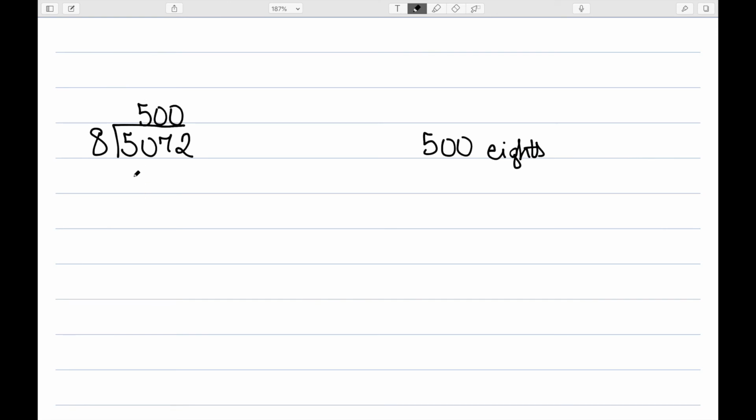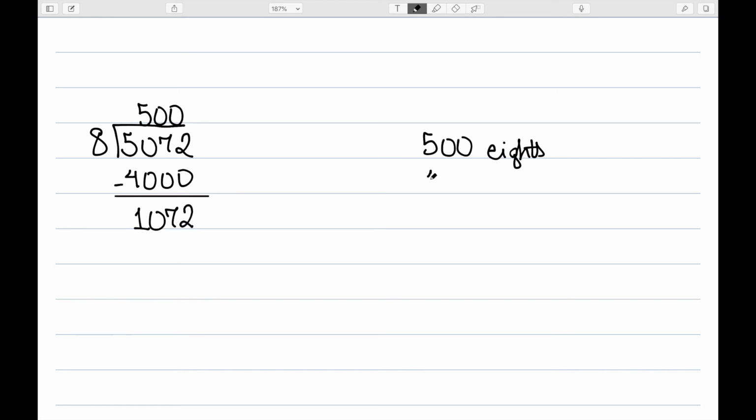One of the nice things about the scaffold method is its flexibility. So for instance, let's do another problem. 5072 divided by 8. We want to start with hundreds, and let's say we're going to do 500 eighths. We write 500 above. 500 eighths gives me 4,000, and we subtract. That leaves me with 1,072.